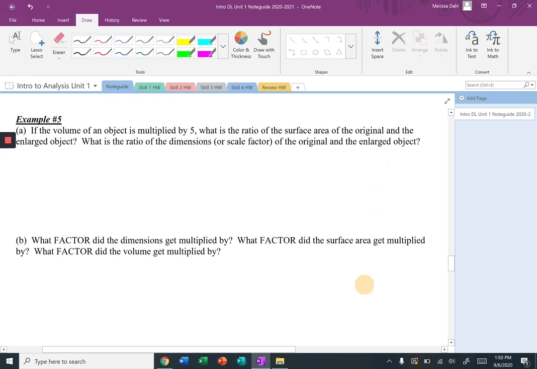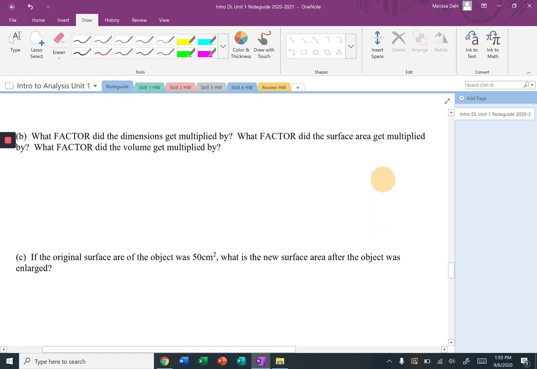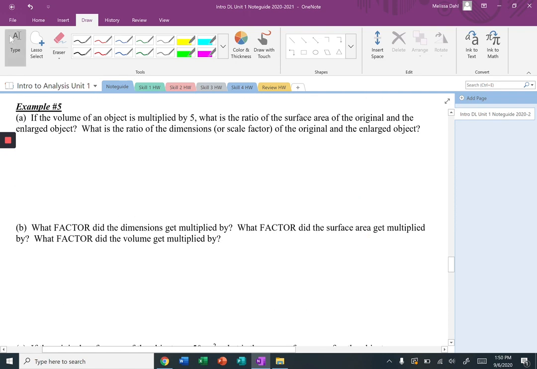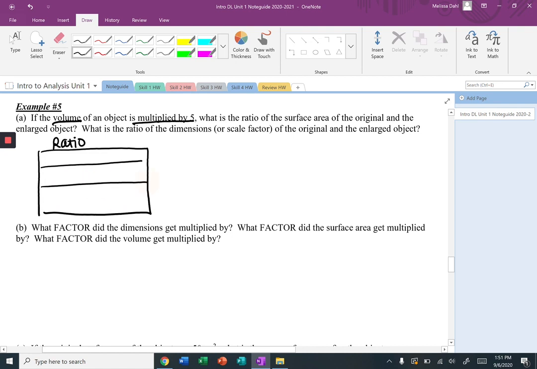All right, so we're going to go through this one more time, the couple of examples. If the volume of an object was multiplied by 5, what is the ratio of the surface area? So they're telling you volume and they're telling you multiplied by 5. So what they're giving us is a ratio, but they're not giving us the side length ratio. They are giving us the volume ratio. So the volume got multiplied by 5 would mean that I have a 1 to 5 ratio for my volume.